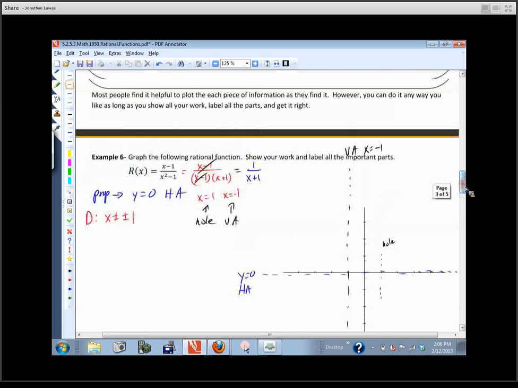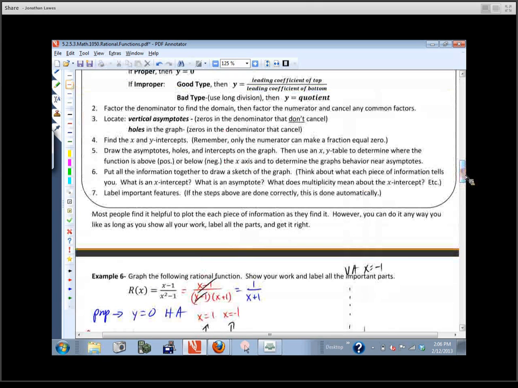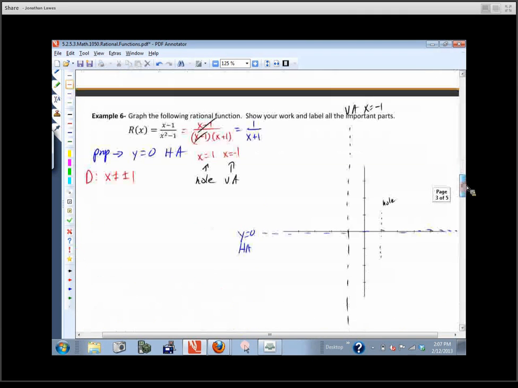Okay, now if I slide back up here, I found the horizontal or oblique asymptotes. I figured out what the domain is. I figured out the vertical asymptotes and the holes. The next thing is something that we've done over and over and over again. We find the x and y intercepts. So I'm going to make a little xy table just like I told you on the first day of class.